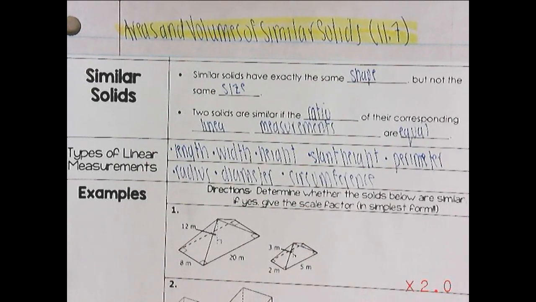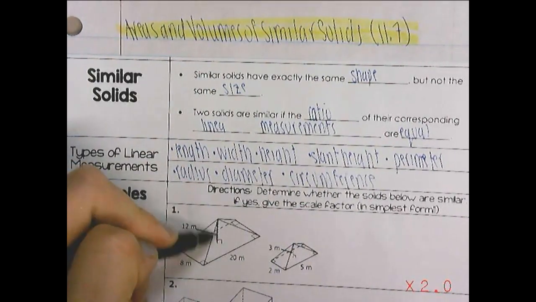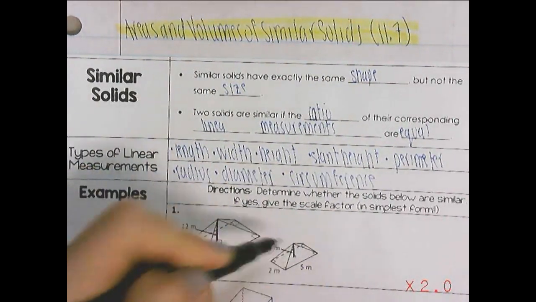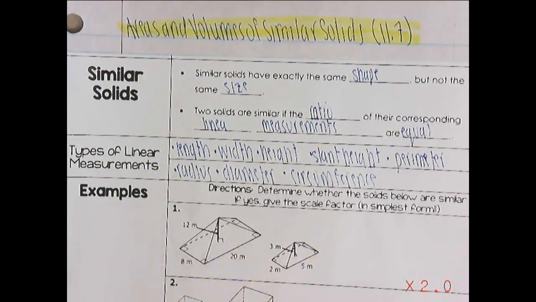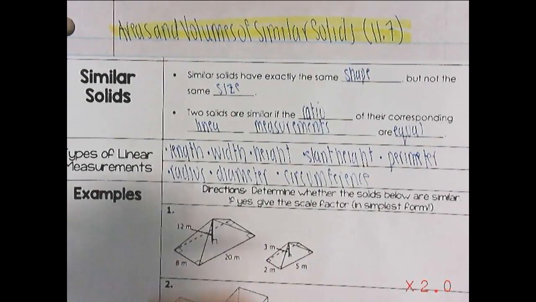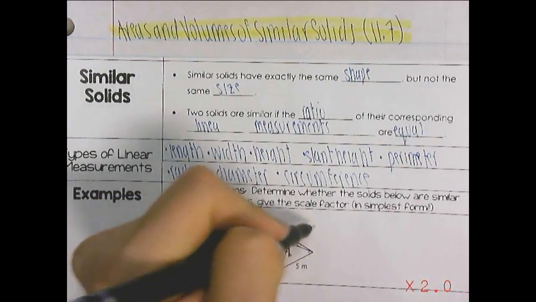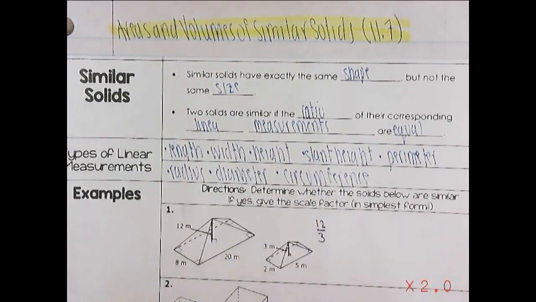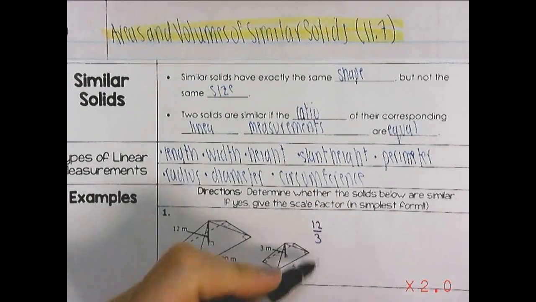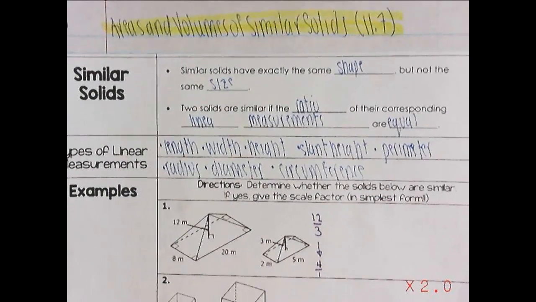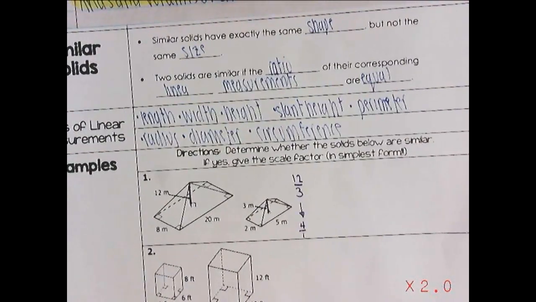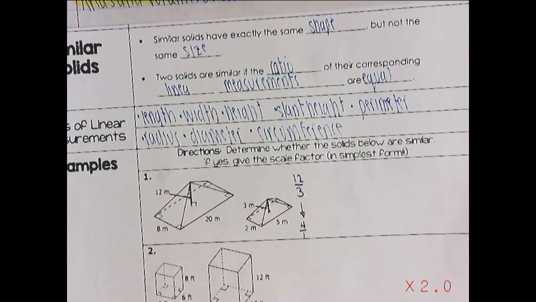Okay, so let's look at this figure right here in number 1. And if you notice, these two parts correspond. Those would be the two heights of those rectangular prisms. And what I'm going to do is 12 over 3 because there's a 12 and there's a 3. And I want to see if they all reduce to the same number. So 12 over 3. All right, there it is.